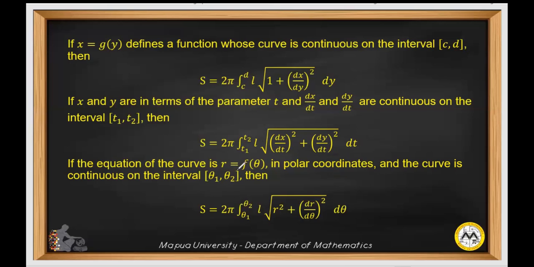And if r is a polar equation, r as a function of theta in polar coordinates and continuous within the closed interval from theta 1 to theta 2, then the area of surface of revolution is 2 pi times the integral from theta 1 to theta 2 of L times the square root of r squared plus the square of the derivative of r with respect to theta, integrated with respect to theta.